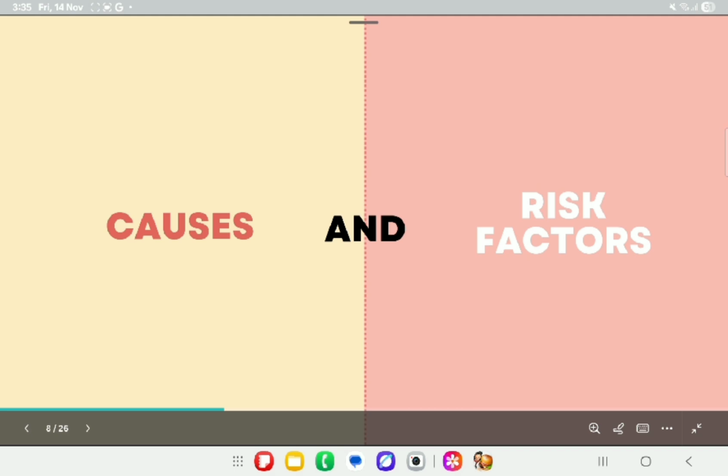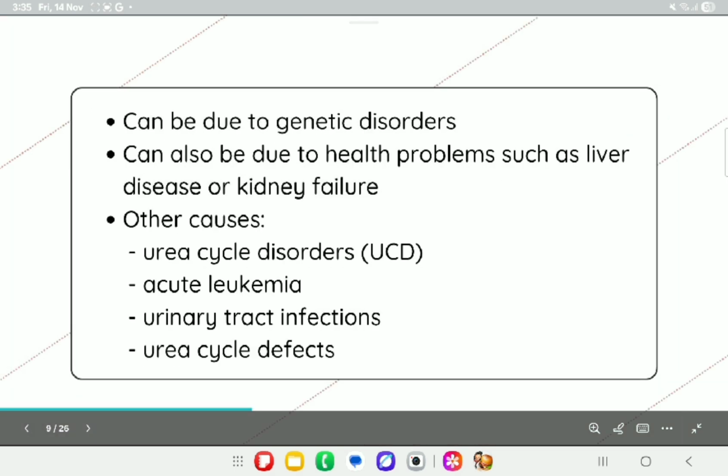So now we have the causes and risk factors. It can be due to genetic disorders, and can also be due to health problems such as liver disease or kidney failure. The other causes consist of urea cycle disorders, acute leukemia, urinary tract infections, and urea cycle defects.